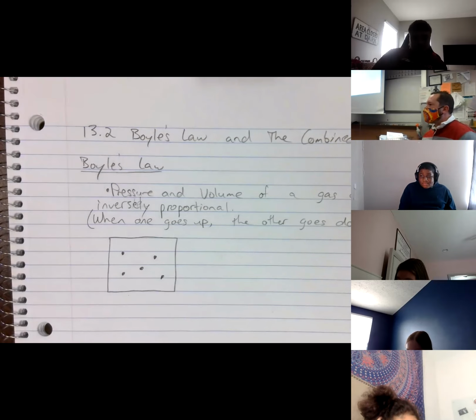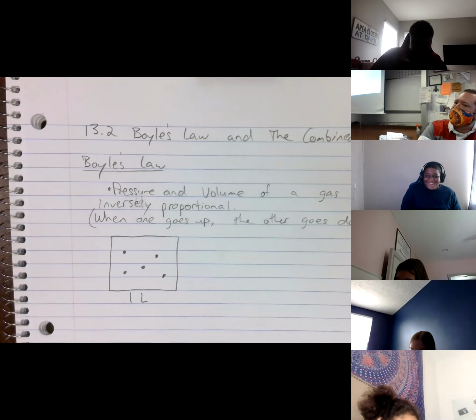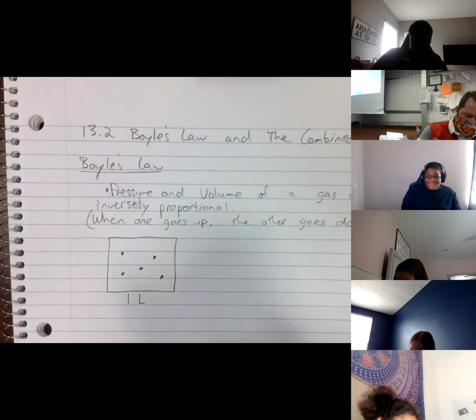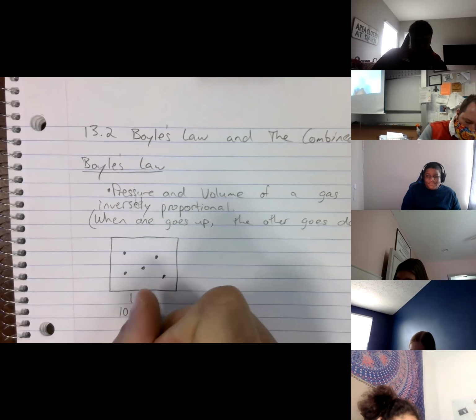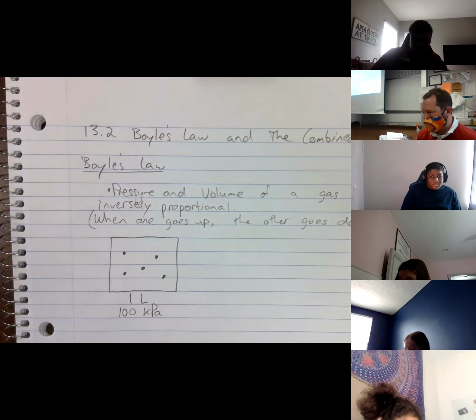Five dots, and yeah, that's going to be important. Five dots. Don't want to change the number of dots. We'll call this 1 liter. So it's our volume. That area is 1 liter. And we'll just say it's 100 kilopascals. You know, we learned yesterday kilopascals is a pressure. It's a unit of pressure. And that's actually a very normal pressure.